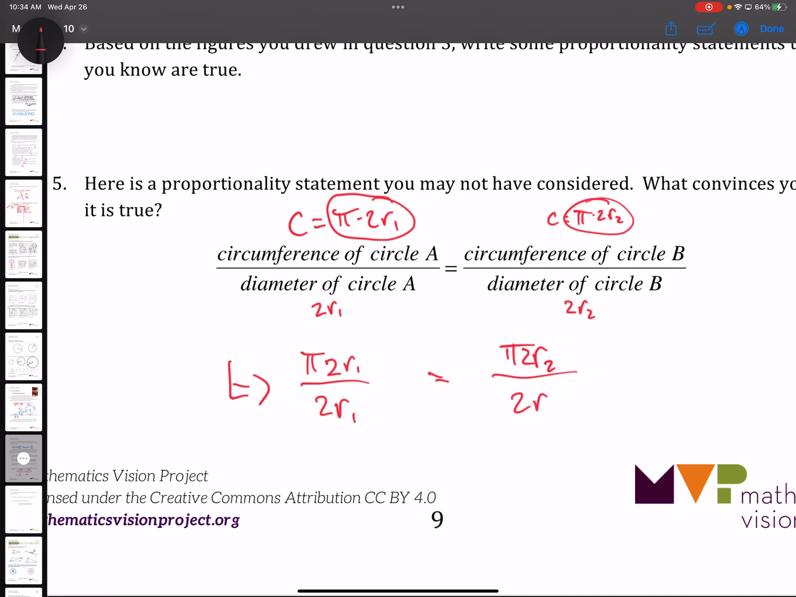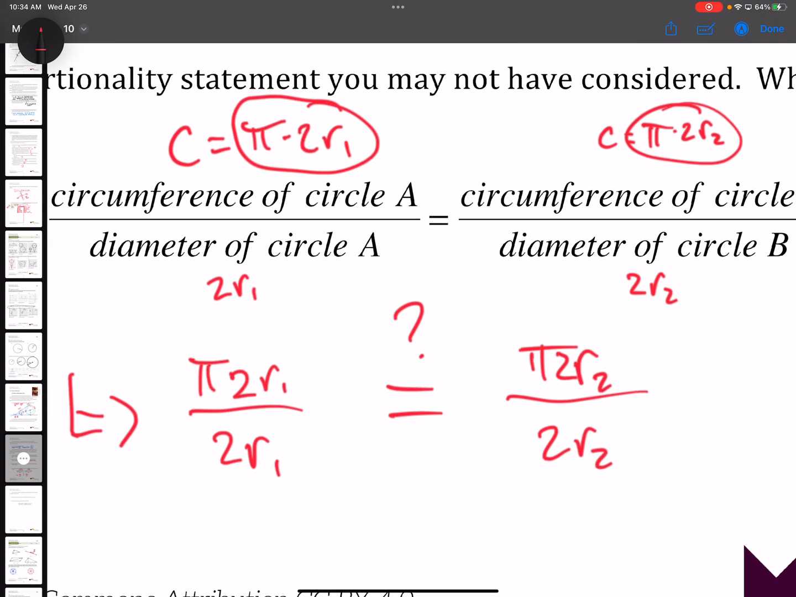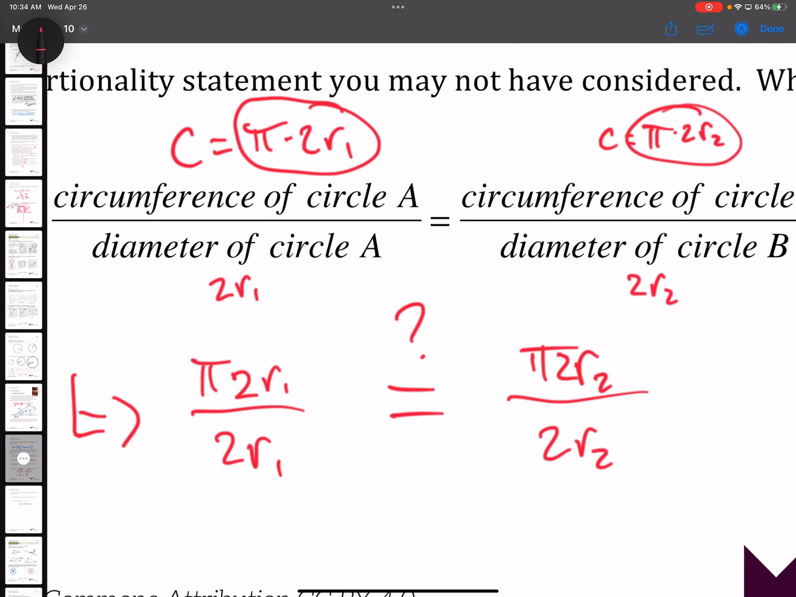What's the thing between those? Equals. Sorry, it looks like the not equal. It is equal. And we're trying to say, is it equal? I need to be convinced that this is true. Well, what's 2 divided by 2? That's 1. What's r1 divided by r1 right here? That's 1. What do I have left? Pi.